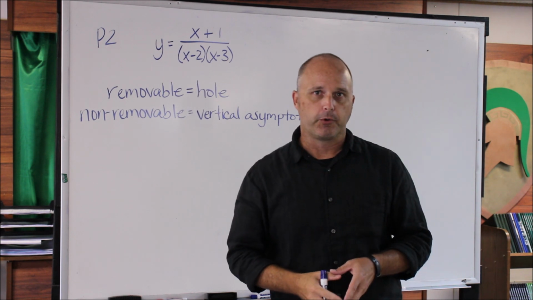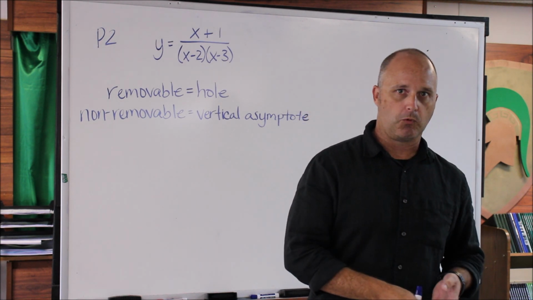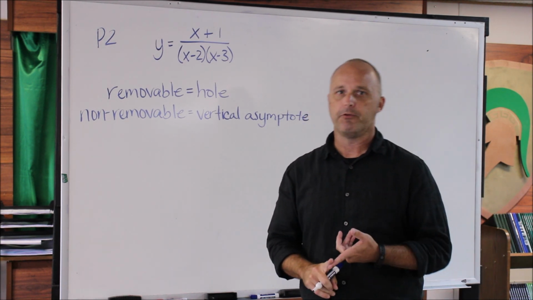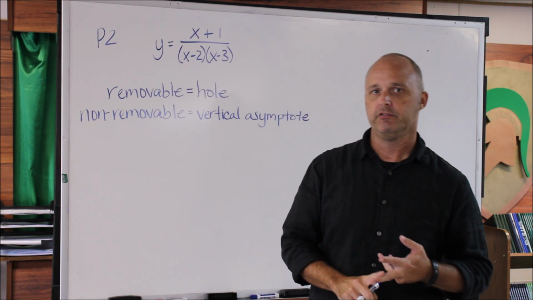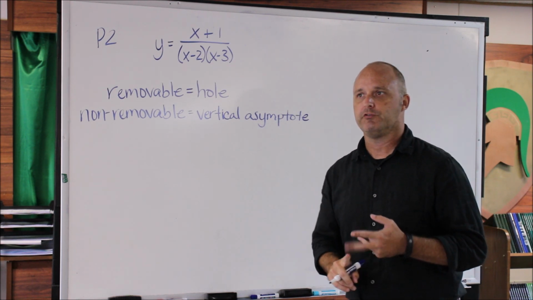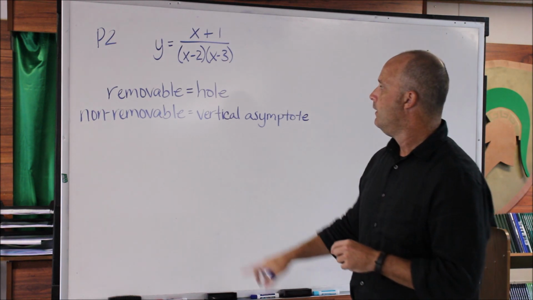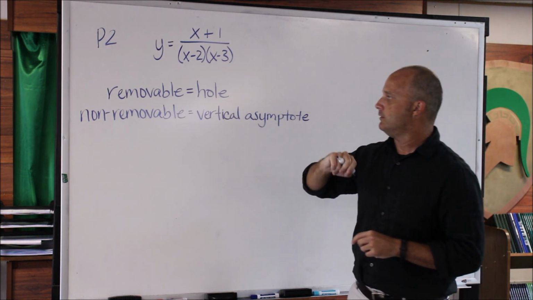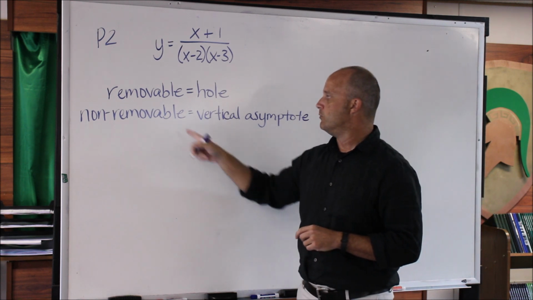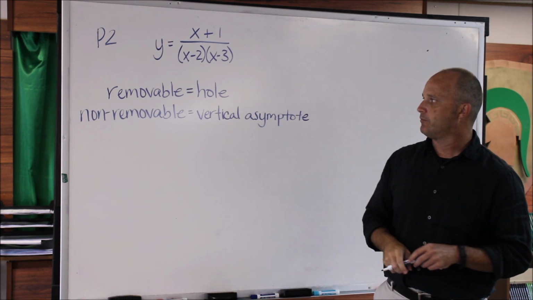For problem number 2, we're going to build on what we just did in problem number 1. In problem number 1, we found the removable and non-removable discontinuities. And so we're going to see how a removable or non-removable discontinuity affects the graph. Remember that removable is the same thing as a hole, and non-removable is the same thing as a vertical asymptote.